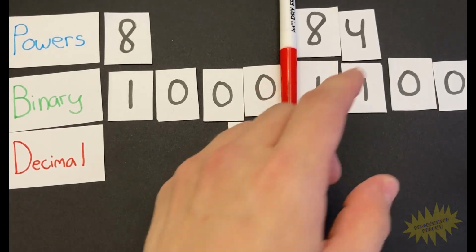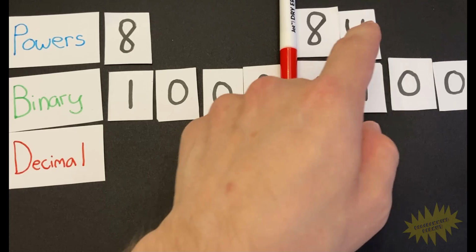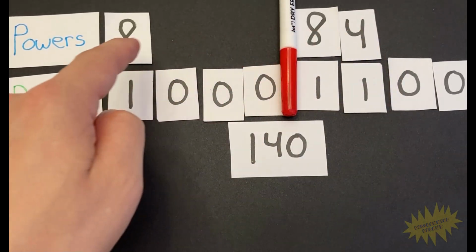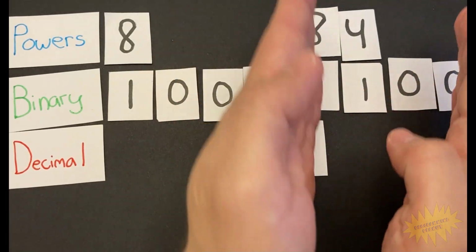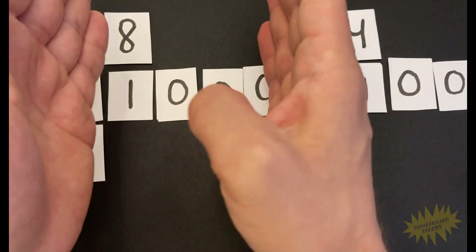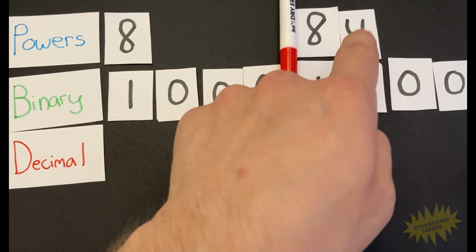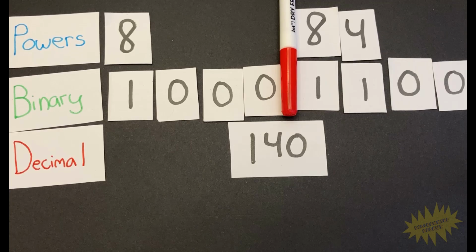Now all we have to do is we add the numbers, okay? We add the powers right above, but we don't add them all across. Remember, we're treating this one as one nibble, and we're treating this one as a separate nibble. So we're just adding these two. So 4 plus 8 will give us 12, okay?